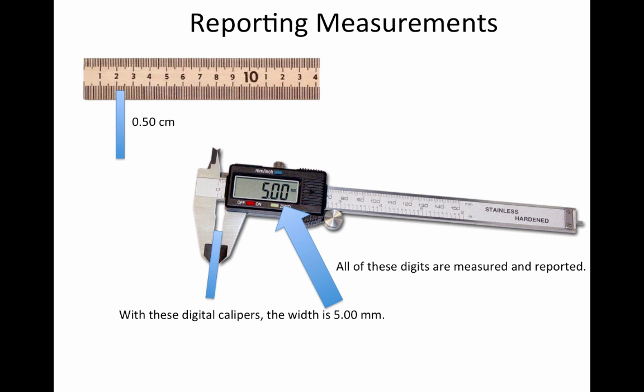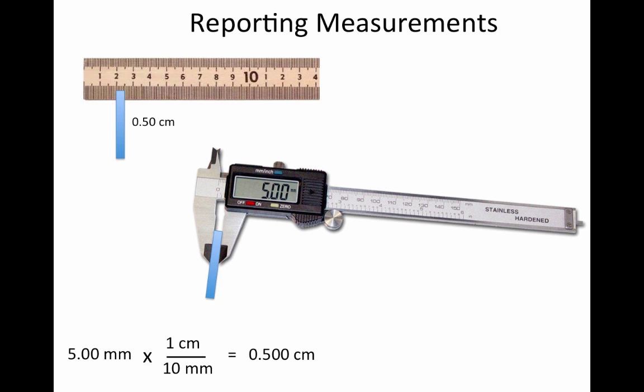What if we used a different measuring device? Here we see the same blue object, whatever we want to call it, being measured with a set of digital calipers. With the digital calipers, the width is reported as 5.00 millimeters. All of the digits that are being shown on the output, the 5.00, are measured and reported. Is this the same as 0.50 centimeters?